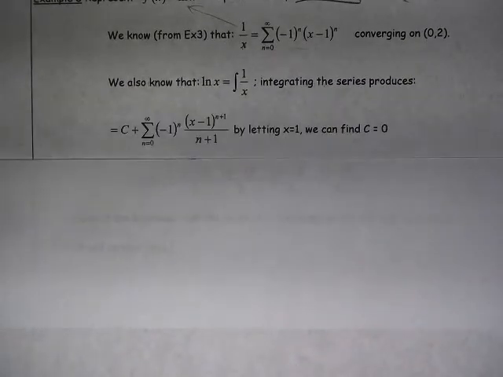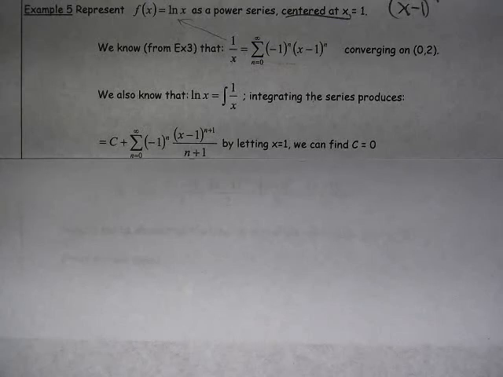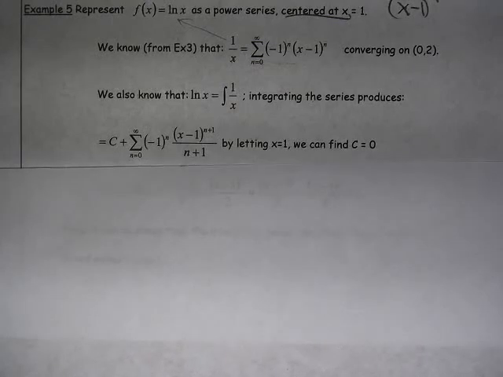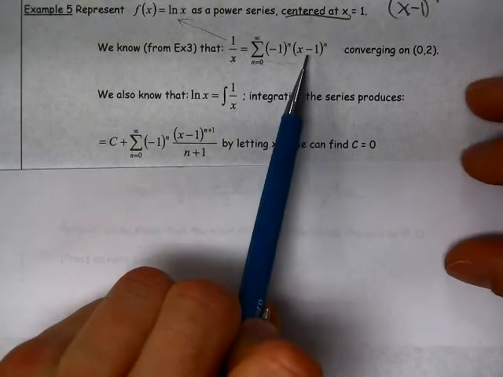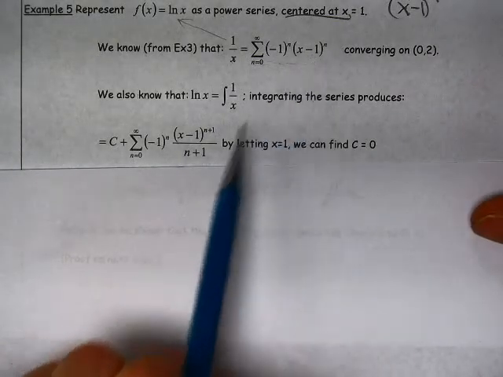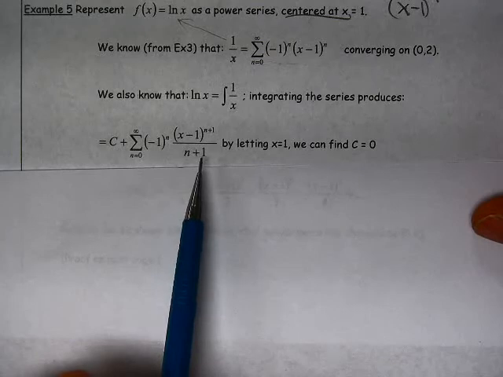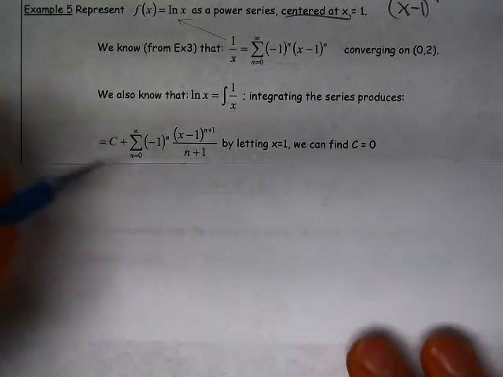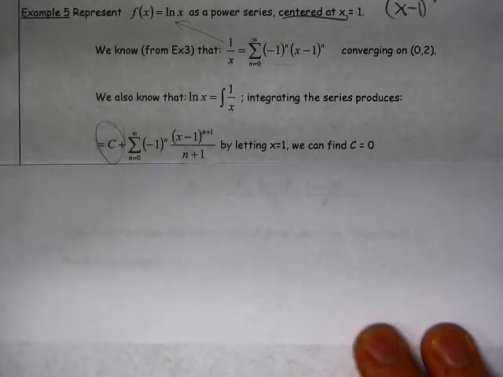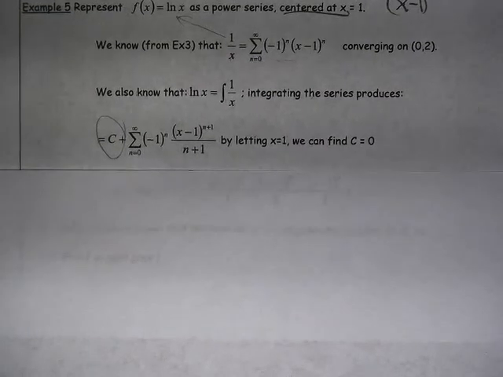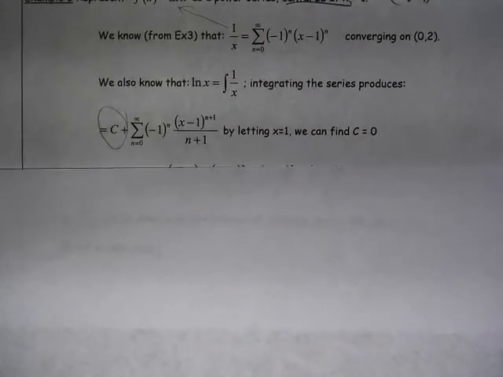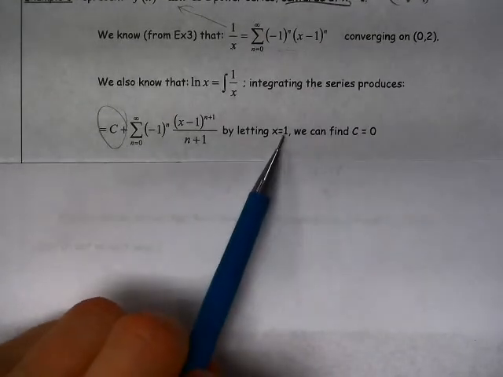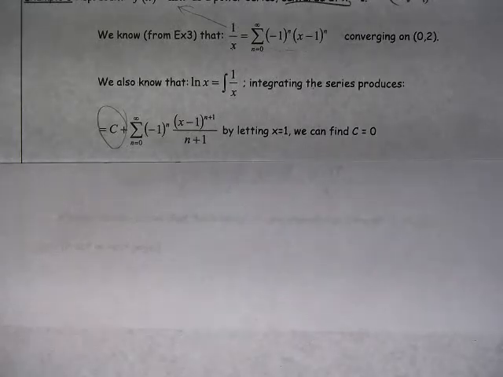All right, so we can integrate that series. All we're really doing is adding 1 to the exponent of x minus 1 and dividing by the new exponent. The negative 1's all stay the same. They're just coefficients. And we have some c when we find an indefinite integral. So if we let x equal 1, we can find that c is equal to 0.